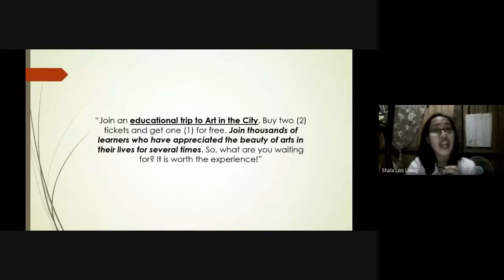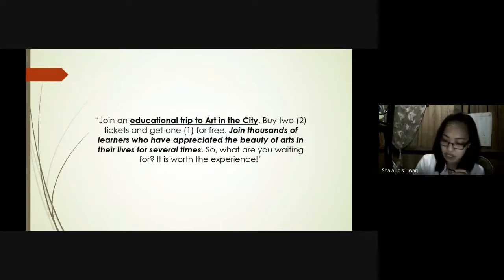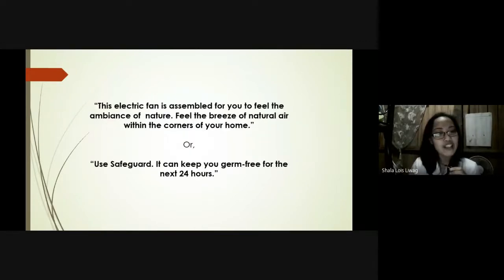This uses ordinary people as endorsers to show that the product is being used by usual persons. An example of these are advertisements such as, this electric fan is assembled for you to feel the ambience of nature. Feel the breeze of natural air within the corners of your home. Or, use Safeguard. It can keep you germ-free for the next 24 hours. Every time, the people in the advertisements are dressed as ordinary everyday people, just like you and me.